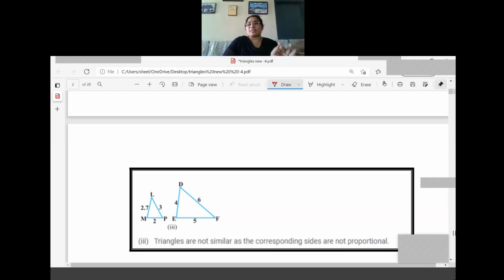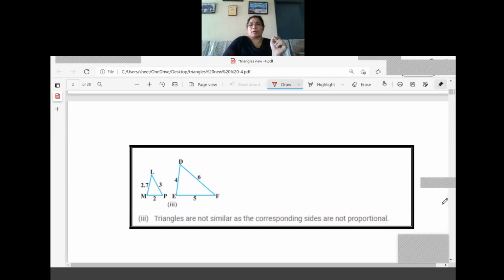Now one side is not correct. So what is the conclusion? They are not similar, as the corresponding sides are not proportional. Only if similarity is there should we write the similarity criterion. Here we have already written that there is no similarity, because the corresponding sides are not proportional.